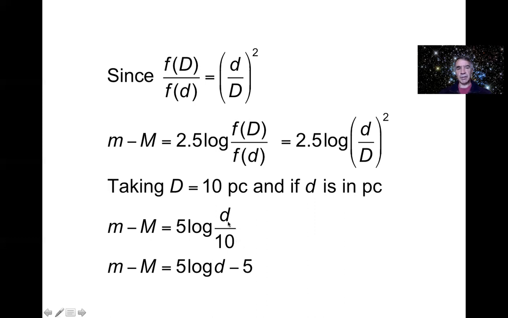And we can simplify this a little bit more. Obviously, log of 10 is 1, but it's on the bottom, so it's negative, and it's multiplied by the 5 here. So this all becomes the definition of absolute magnitude, effectively. So little m minus big M is 5 log d minus 5. And just be careful, it's not log of d minus 5, it's 5 log d minus 5.